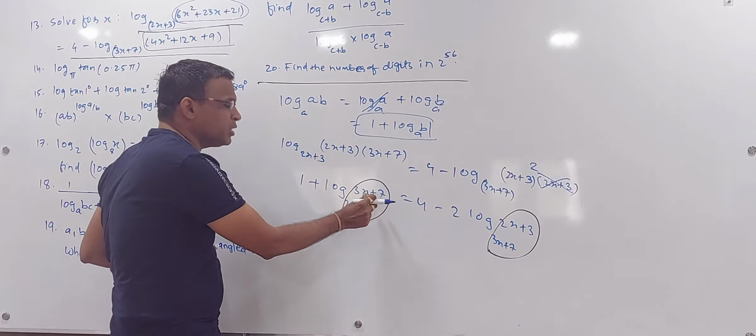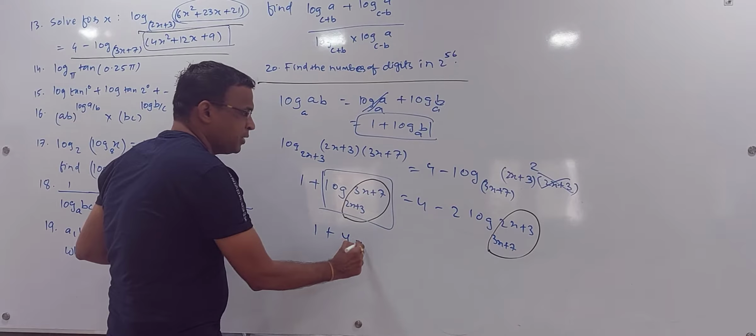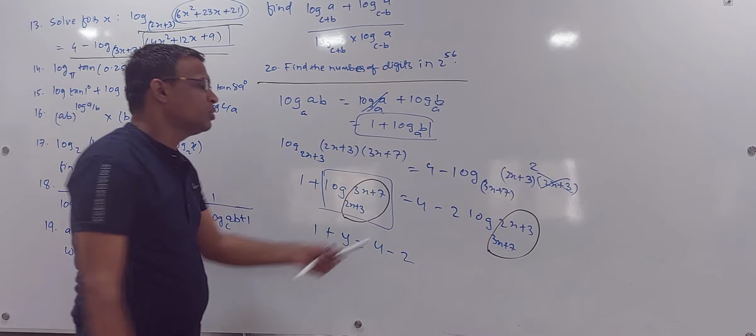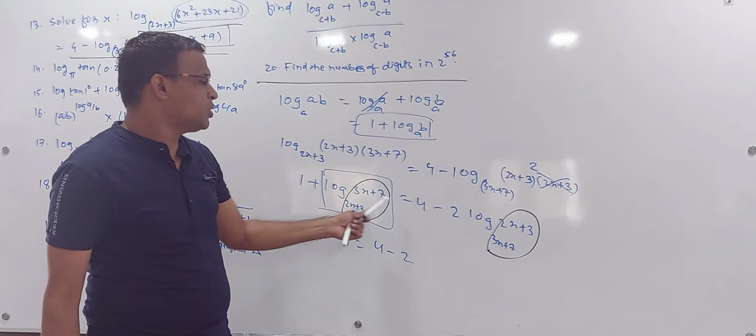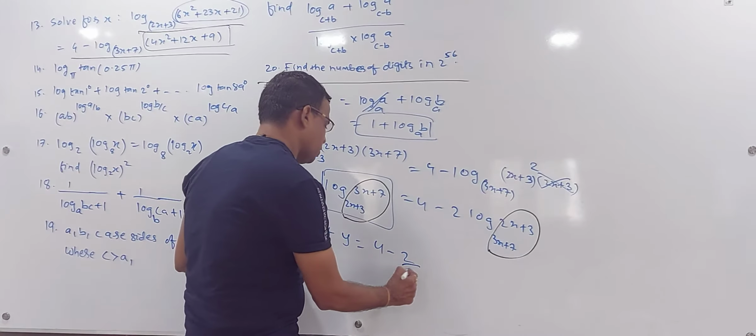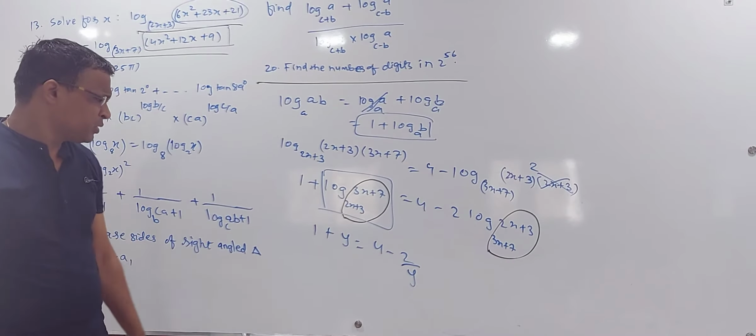Let me take this complete log to be y. So 1 plus y is equal to 4 minus 2 times log of 2x plus 3 to the base 3x plus 7. If this is y, then this will be 1 upon y. It is as simple. This will be 1 upon y. So let me solve it quickly. 4 minus 1 is 3, and this is y plus 2 upon y.